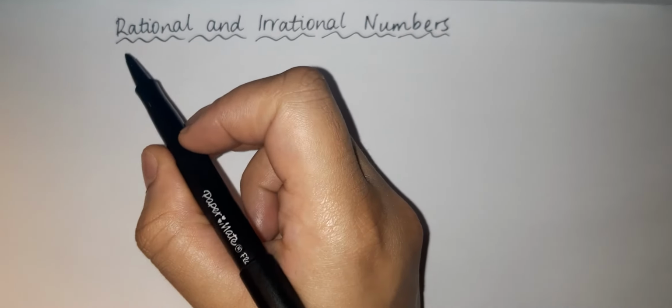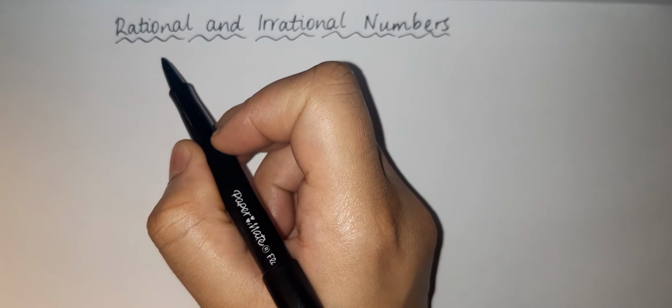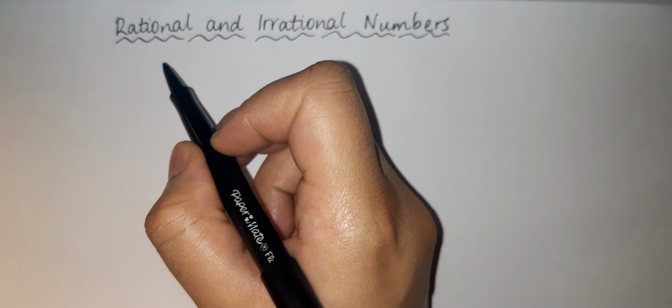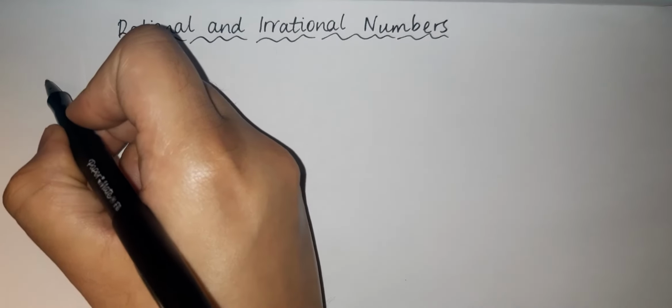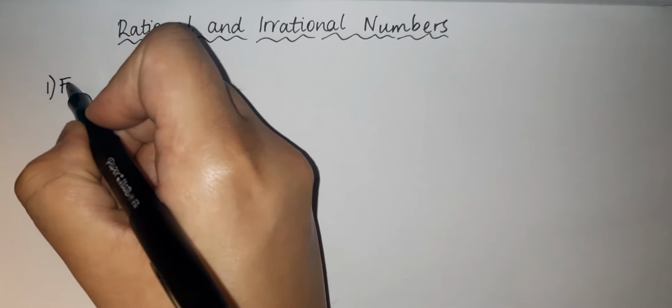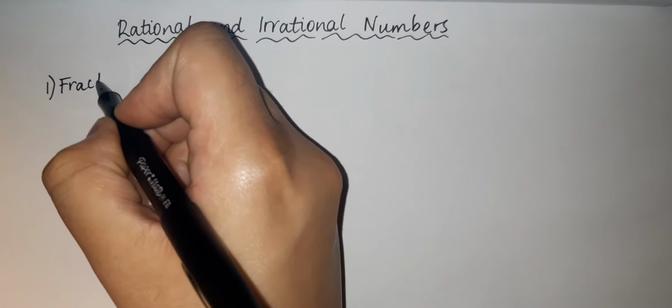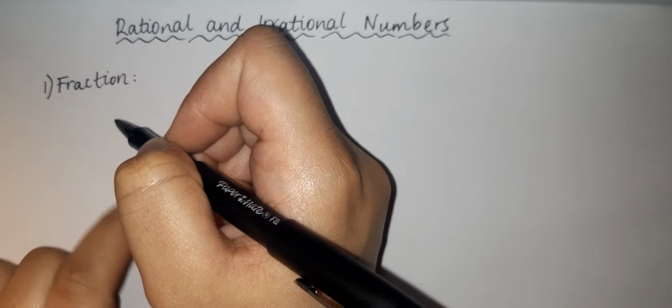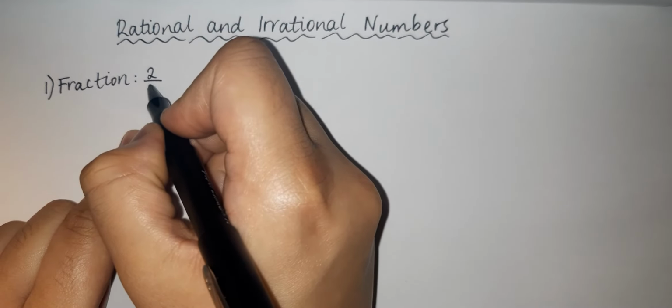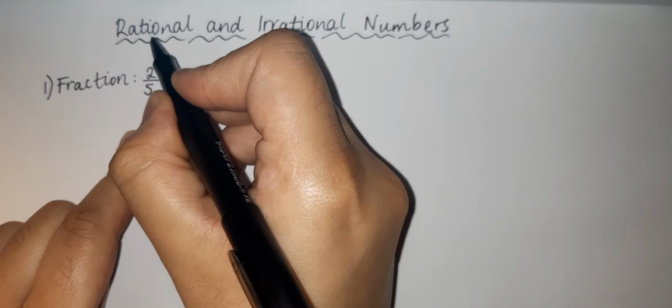Now, a rational number is a number that can be written as a fraction. And there are three ways we can write rational numbers. The first way is writing it out as a fraction. This can mean any type of fraction. For example, 2/5 is a fraction, which is a rational number.